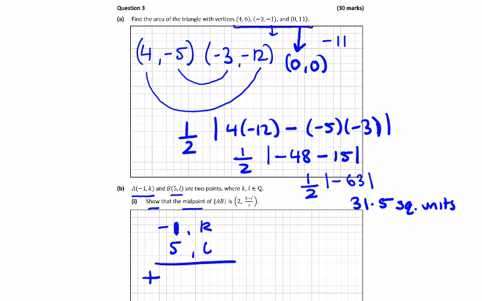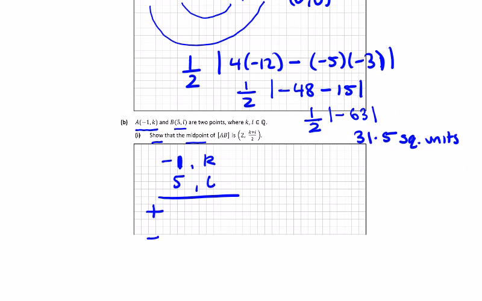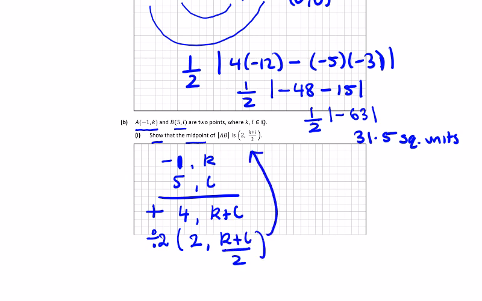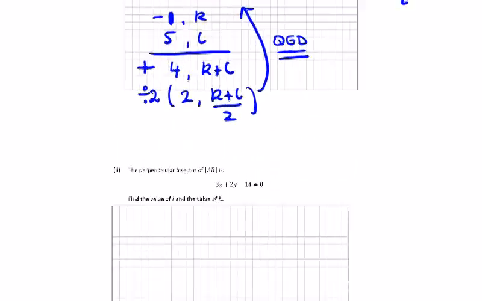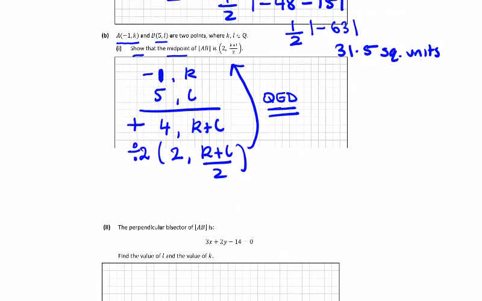What do we do to find the midpoint? We add them together and we divide by 2, or just use the formula. So 5 minus 1 is 4, and then k plus l added together is k plus l, and if we divide these by 2, we get 2 and (k plus l) over 2, which is what we were asked to show, QED. In the next part, we're told the perpendicular bisector is of AB, and we're given an equation.